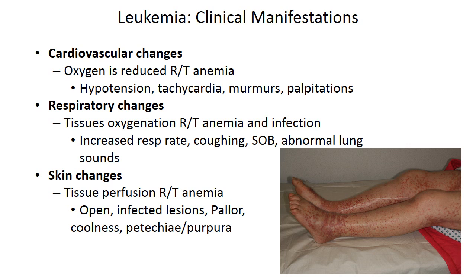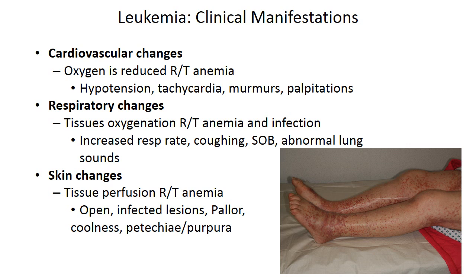The signs and symptoms of leukemia continue with cardiovascular changes, and these are often related to our decreased red blood cell counts or anemia as well. Those include hypotension, tachycardia, heart murmurs, and heart palpitations. Respiratory changes can also occur, and those are usually related to infections and anemia. Infections may be a bronchitis or a pneumonia that can infect these patients because they are immunosuppressed, and you may notice increased respiratory rates, shortness of breath, coughing, or abnormal or adventitious lung sounds such as wheezing, crackles, etc.